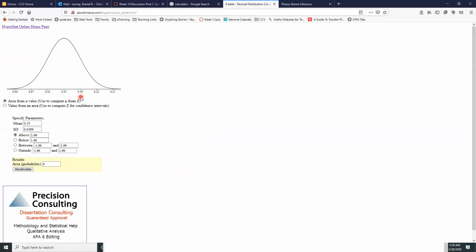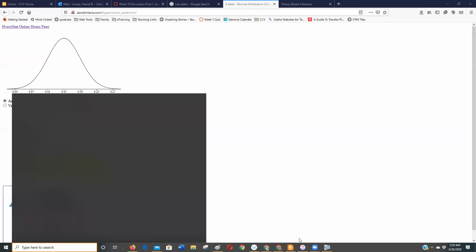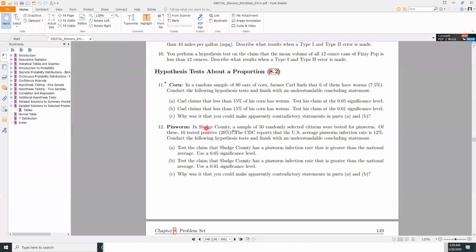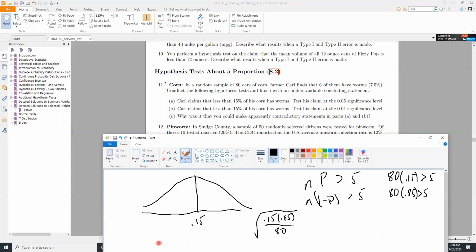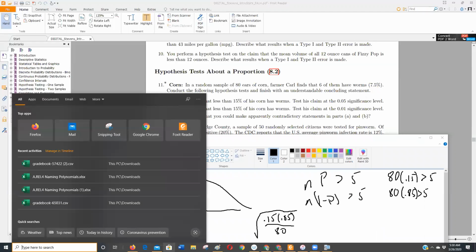So if we go back and look at the textbook here, what we're trying to formalize is: how can I tell if this sample of 80 ears of corn that only had 6 with earworms, which gave me 7.5%, 0.075, is an unusual event? I mean, that's basically what we're trying to do. So let me come back to David Lane.